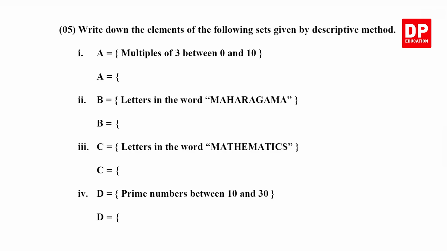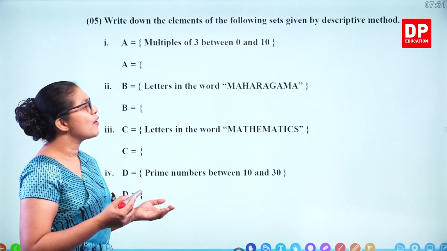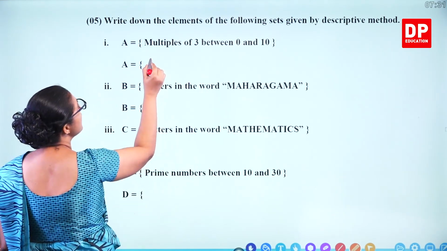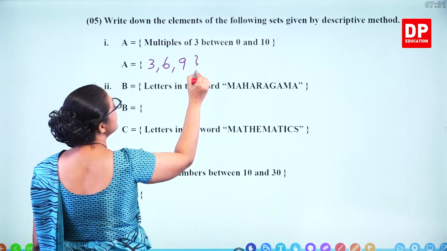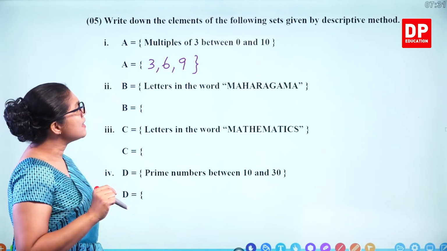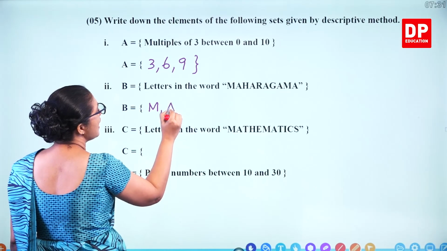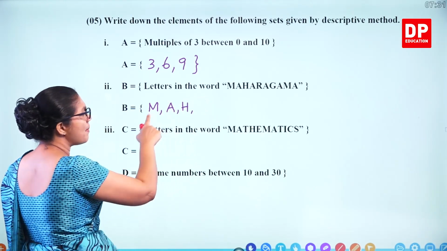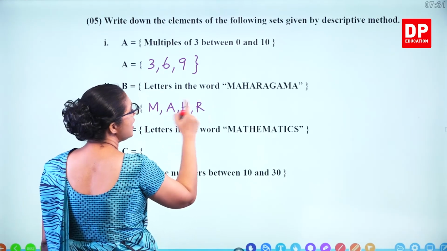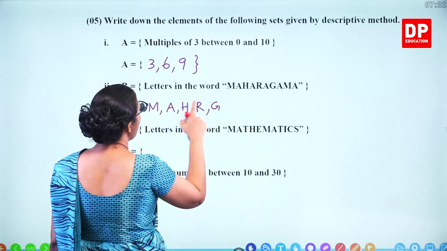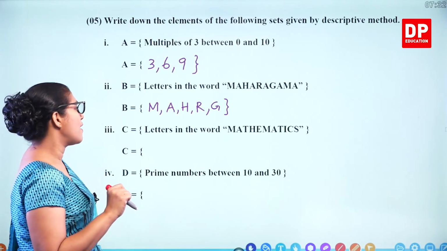Write down the elements of the following sets given by the descriptive method. Multiples of 3 between 0 and 10. So what are the multiples? 3, 6, 9. So you can't take more than 10. Letters in the word Maharagama. So what are the letters? M, A, H. A is there, but we are not writing it again. R, A again, we don't write. G, A there, M already written, and A. So those are the different, distinct letters we have to write.